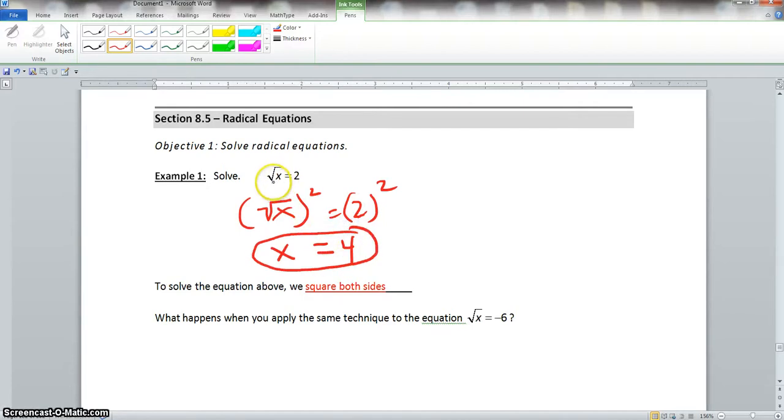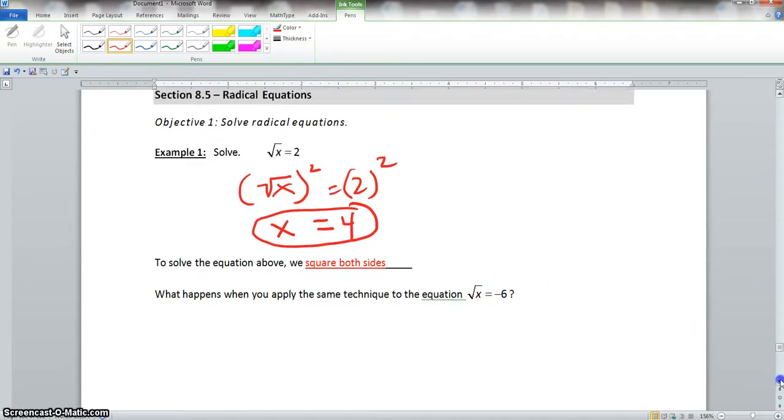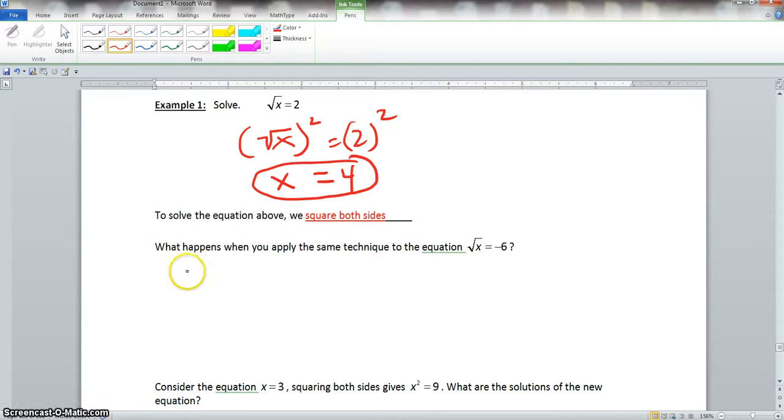If you put 4 in for x, the square root of 4 is 2. And it says here, to solve the equation above, we square both sides. What happens when you apply the same technique to the equation square root of x is equal to negative 6? So we have square root of x, and we square both sides. Then we will have x is equal to 36.